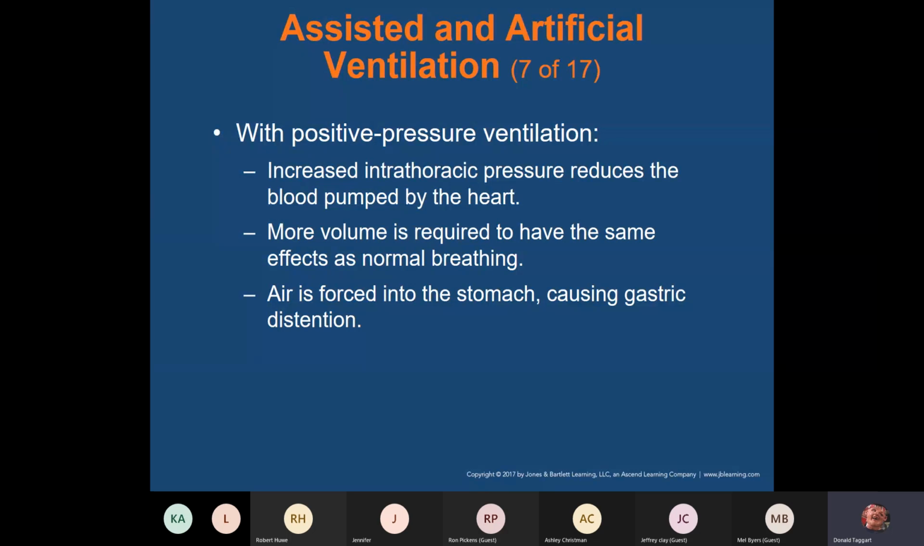More volume is required, but again, remember that a BVM is probably about 1,000 mils. A normal human adult is breathing in 400 to 600 mils. So if you were to squeeze that whole bag, trying to get every milliliter into them, you're probably overventilating them. About half the bag, to see chest rise, is all you need.